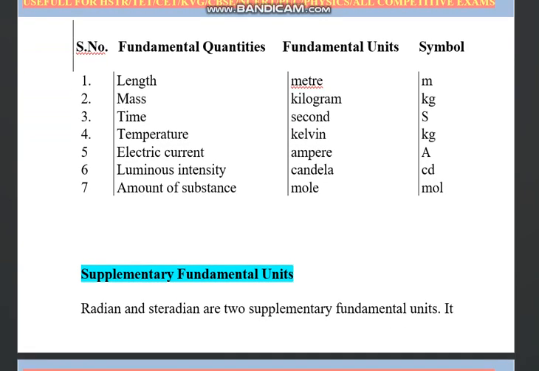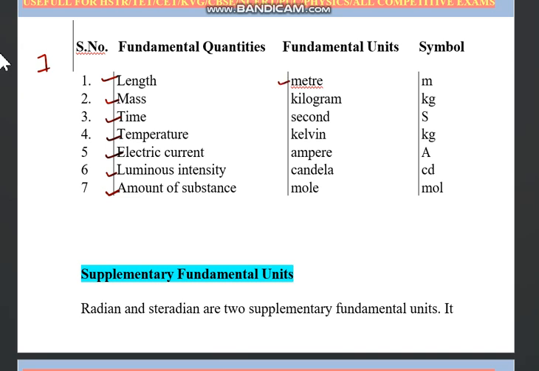We have a total of 7 fundamental quantities. First is length, then mass, time, temperature, electric current, luminous intensity, and amount of substance. These are the 7 important fundamental quantities.